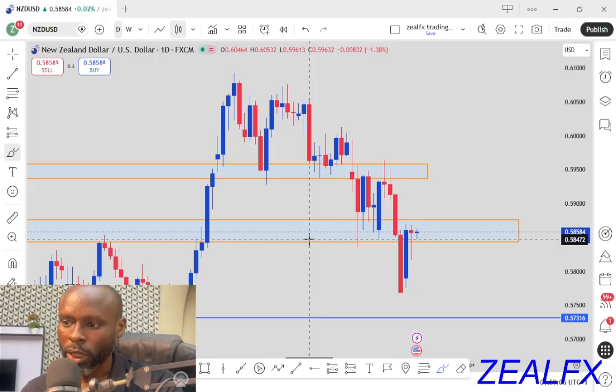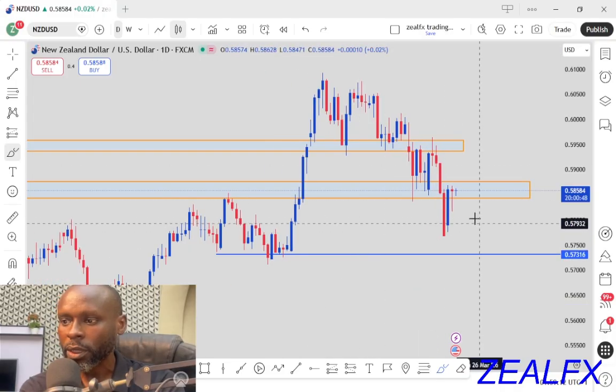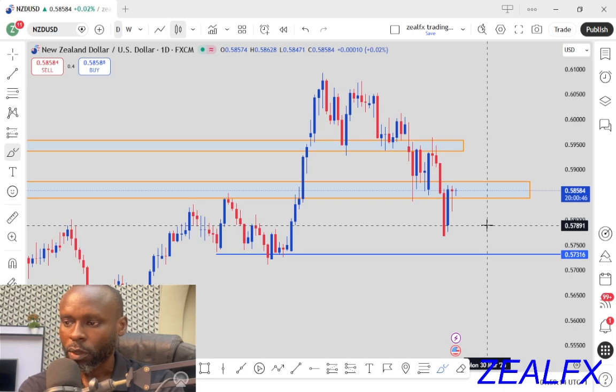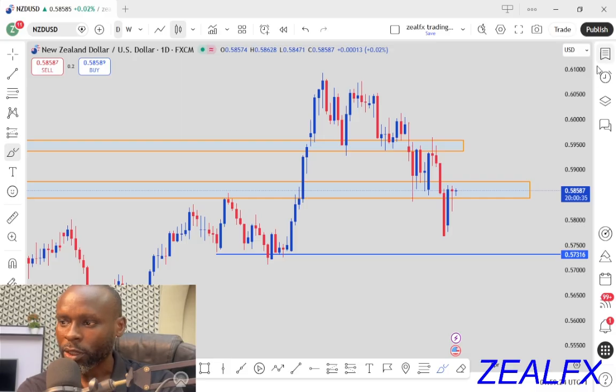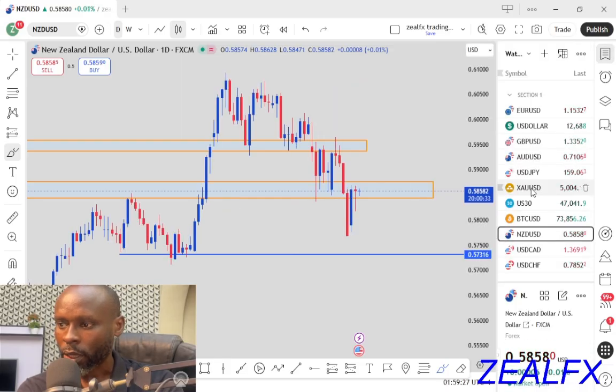So on the daily chart now, you can clearly see that New Zealand USD on the daily chart still has the downtrend structure, but we have to wait patiently for the weekly to close on the resistance. Then we can start looking for our selling opportunity on the New Zealand USD. So let's look at the next pair, which is the USD JPY.